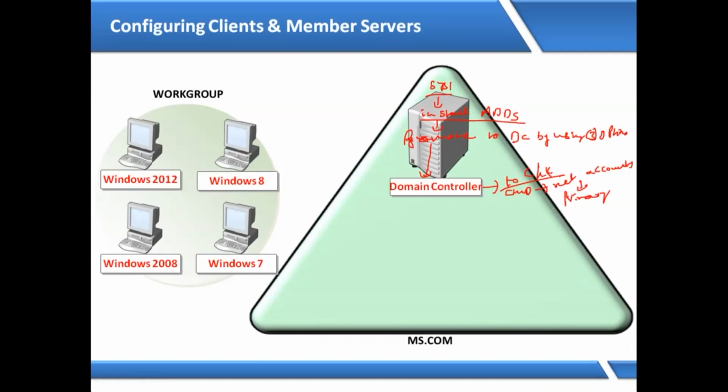So from this DC, if you create one user, that user is called a domain user. After making the DC, if you make a user, that user is called a domain user. But if the same computer was not made a DC, then that same computer is called a workgroup. If you create a user from the workgroup, what will you call that user? That user is called a local user.